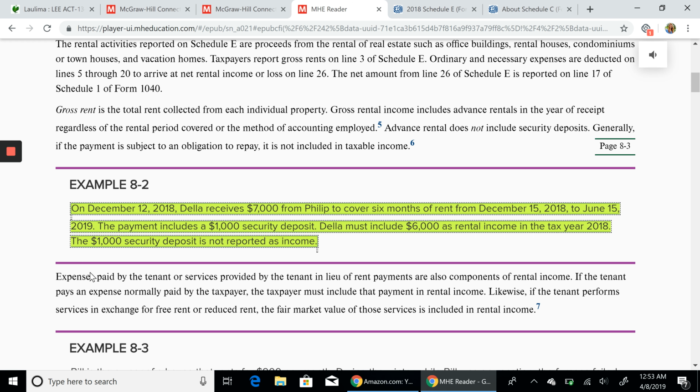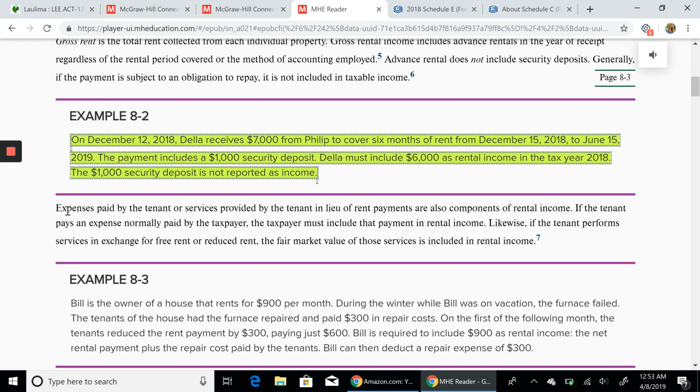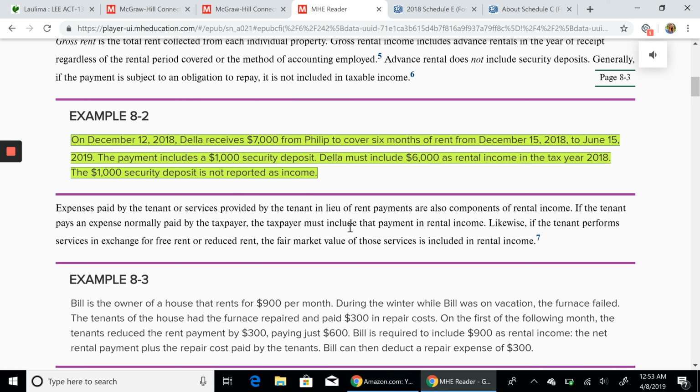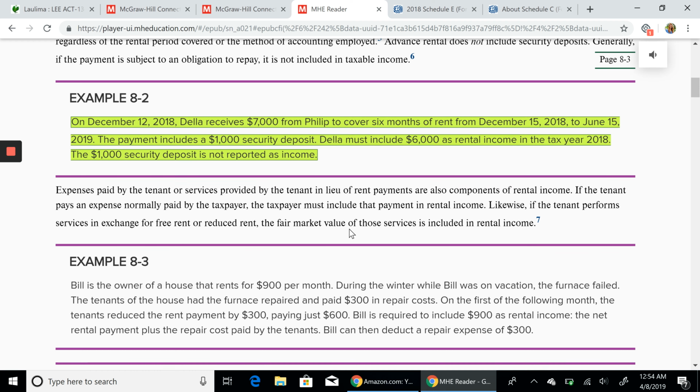Now, let's say a tenant pays expenses or provides services in exchange for rent. The landlord still includes that as rental income, which a lot of people don't think about.